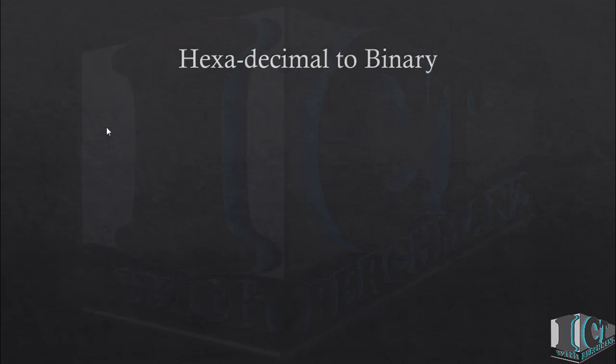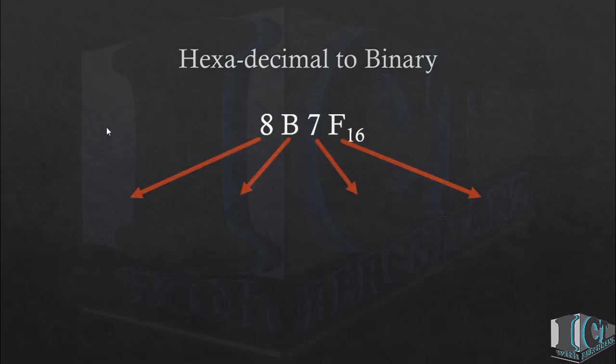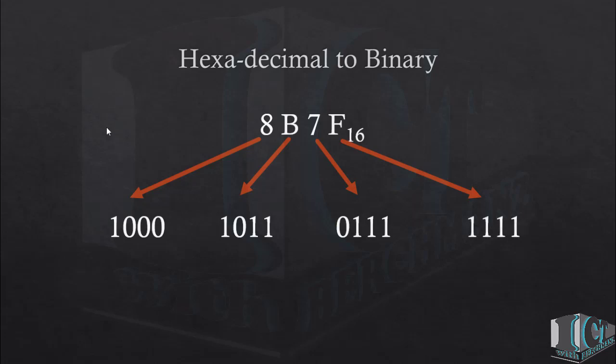Let's convert a hexadecimal number to binary. Let's say I have 8B7F base 16. Each of these values is going to have a 4-digit binary value. For 8, it would be 1000. For B, it would be 1011, which is 11. 7 would be 0111. And F, which is 15, would be all ones.